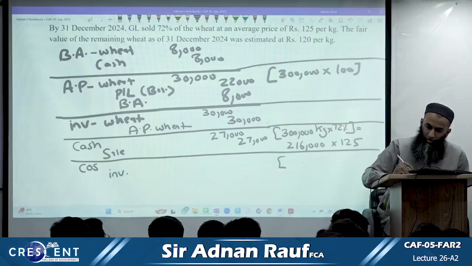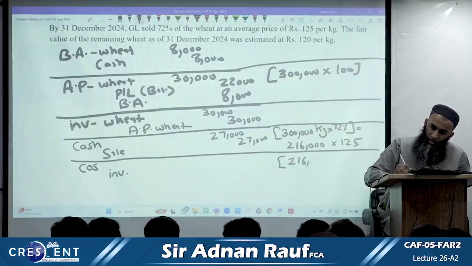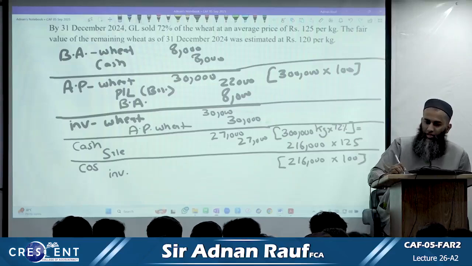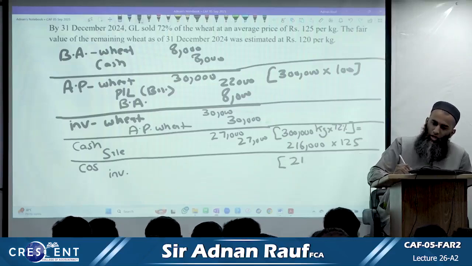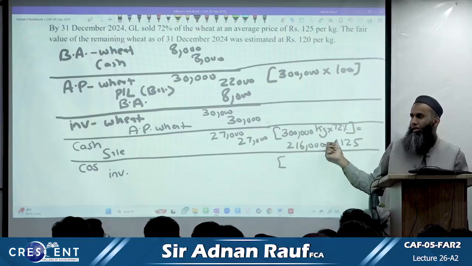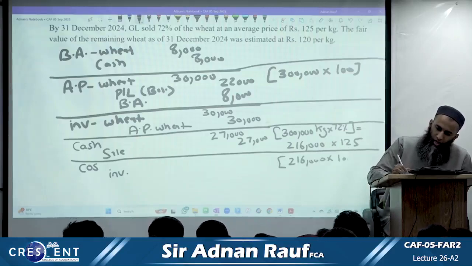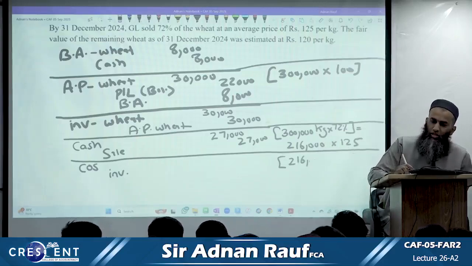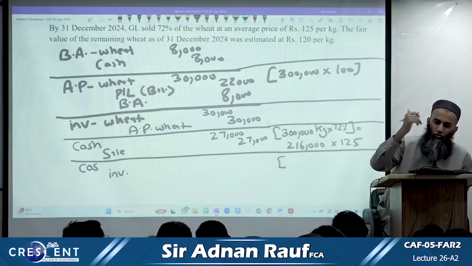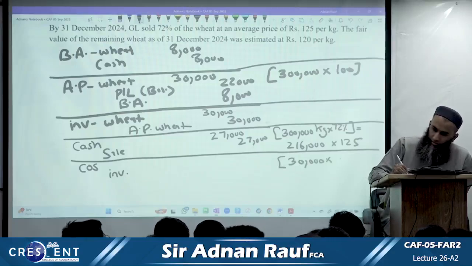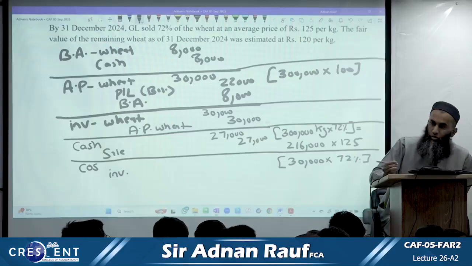Another way could have been this, you could have done the same. 216,000 got sold and it was lying at 100. Check everything again. If I subtract 216,000 by 125, what will I get? Sale price. And if I subtract 216,000 by 100, what will I get? Cost. Or another way, what is the total cost of full inventory? 30 million. The same answer is coming on both sides, right?